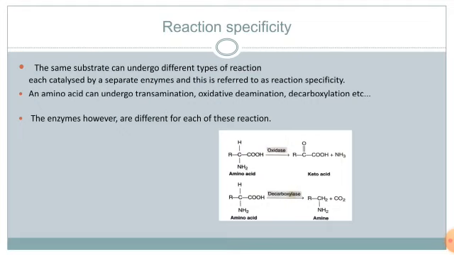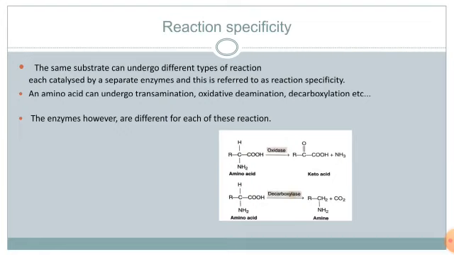Second is reaction specificity. The same substrate can undergo different types of reactions, each catalyzed by separate enzymes, and this is referred to as reaction specificity. For example, in amino acid metabolism, amino acid molecules undergo three types of reactions: transamination, deamination, and decarboxylation.